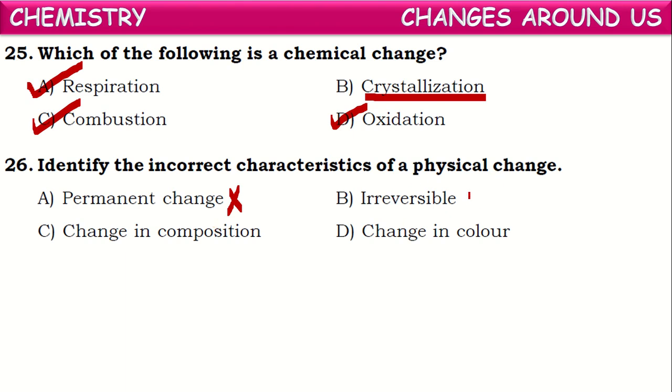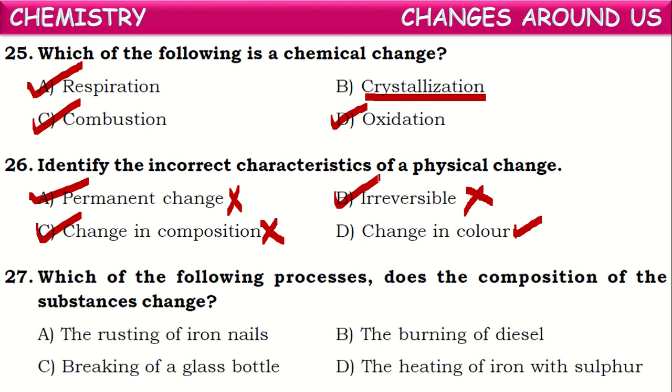Or physical changes are irreversible? No. Physical changes are generally reversible. Is there any change in the composition for a physical change? No. The composition does not change in a physical change. It remains the same. And change in color, it may occur. Yes, it is one of the characteristics of physical change. Now what they are asking here is which of these is incorrect about the characteristics of physical change. Now these three will come. These three are the characteristics of chemical changes but not physical changes. Right? Next one.